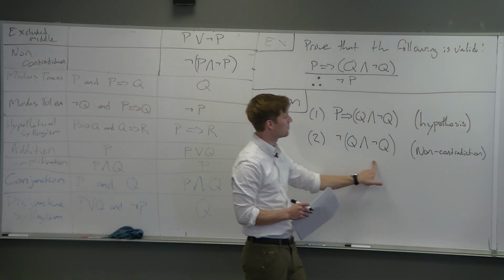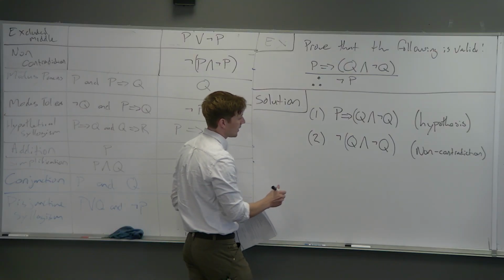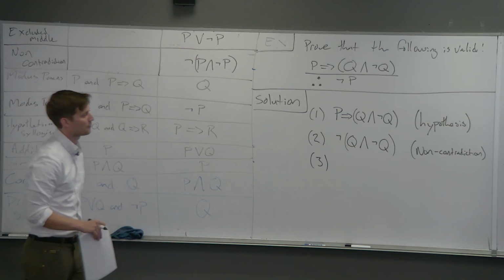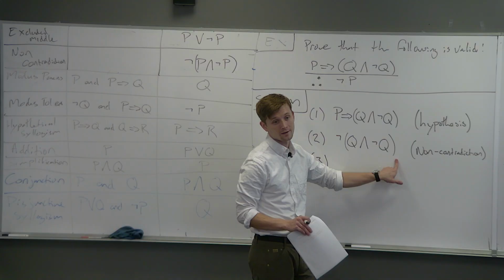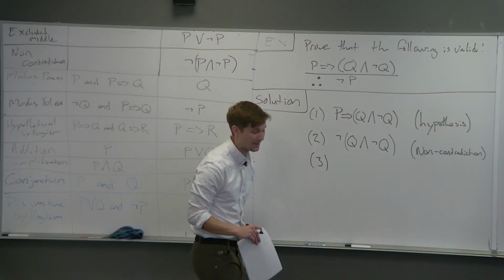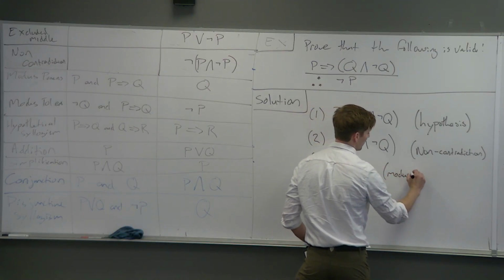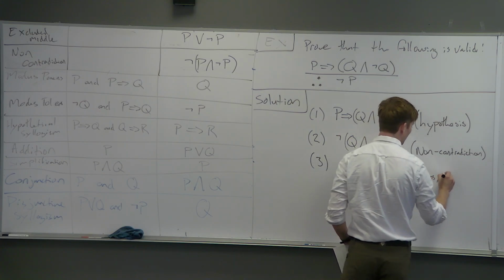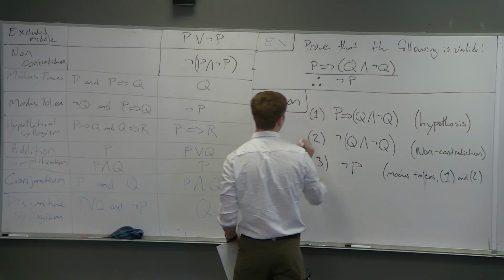Okay. So non-contradiction, we immediately conclude this. Yes? Okay. Now, does anyone see an argument that I can apply to 1 and 2? That is, I have P implies something. I have not that something. What may I conclude then? We can do modus tollens. Yeah. So I can conclude not P by modus tollens on 1 and 2. There we go.